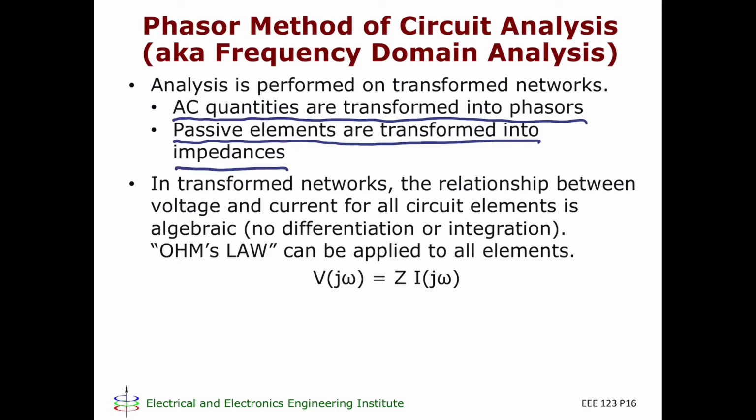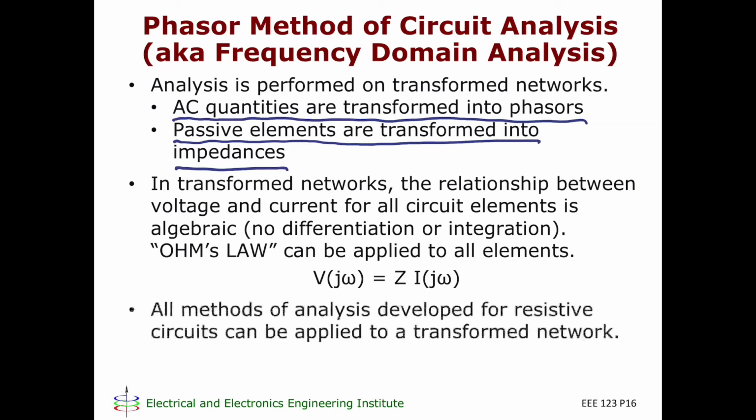Therefore, Ohm's law, so to speak, can be applied to all of these elements. Ohm's law is now stated as V is equal to Z times I, where instead of resistance, it is impedance. So all networks now end up looking like resistive circuits because it's all just Ohm's law. And therefore, we can apply all methods of analysis developed for resistive networks.